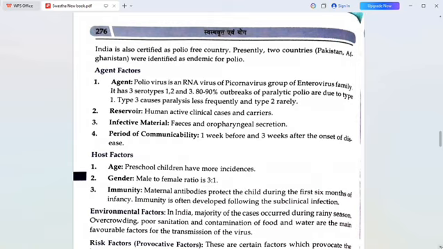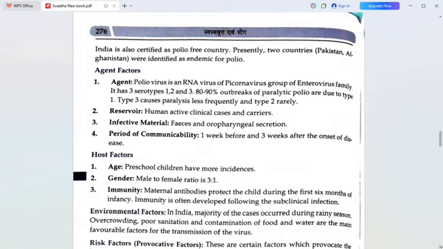Then the host factors. In preschool children, it is more common. So in terms of age, preschoolers are more prone to this disease. In gender, males are more commonly affected than females. So the ratio is 3:1. So males are more prone to this disease.